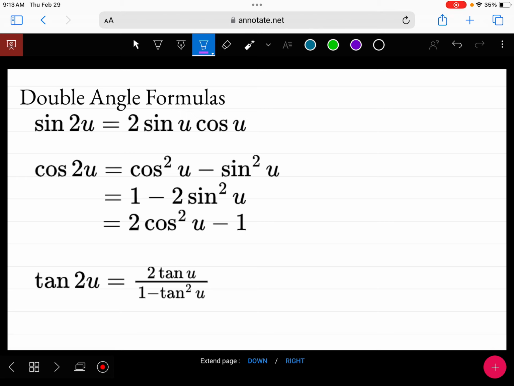For cosine, you could ask for all three forms. You can use whichever one makes the most sense. Sometimes we're going to be asked to find cosine of 2u, and they're only going to give us sine. Sometimes they might only give us cosine. And so we don't have to switch it around. We can use any of these because they all mean the same thing. So when we're working with them, it's just a matter of which one makes our life easier. You can do everything from this one if you want to. You don't have to use all three, but you can use any of the three.